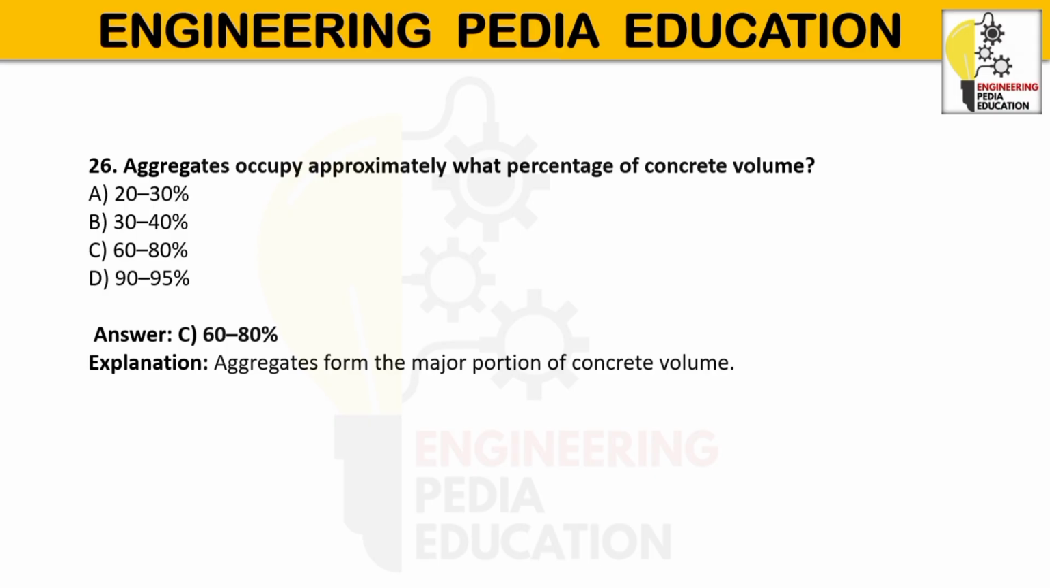The rest is cement paste and water, which occupy about 25 to 40%. Aggregate acts as the main load bearing material, so it occupies more volume. They provide strength, bulk, and stability. Cement paste acts as a binder only.